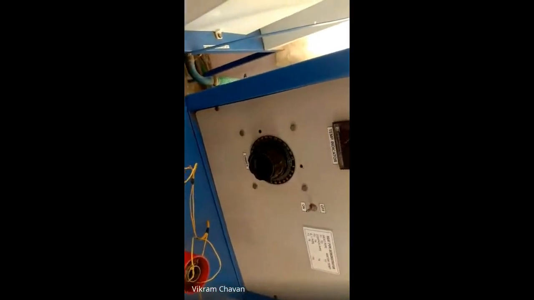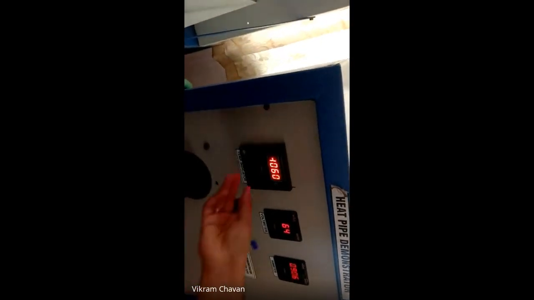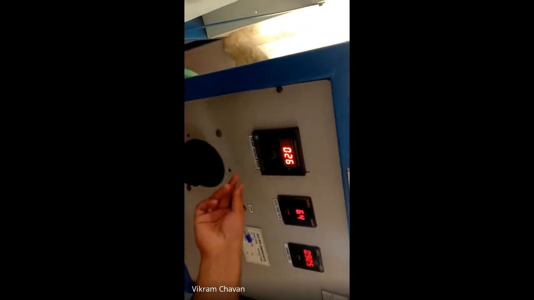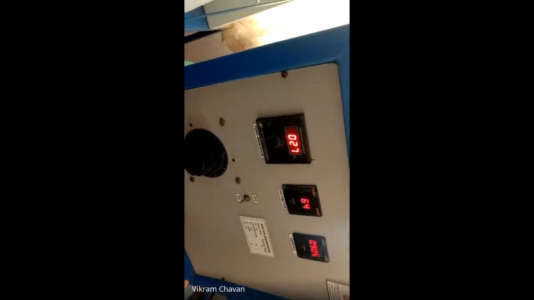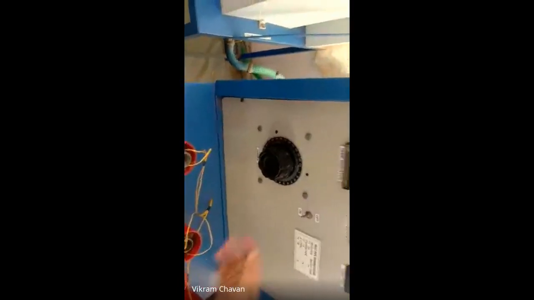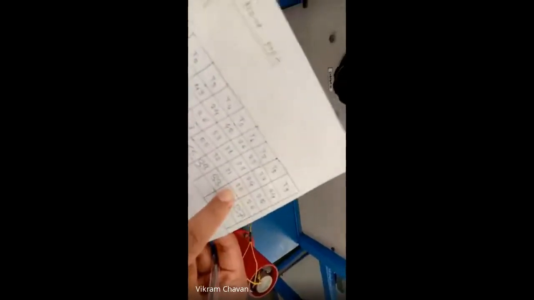T7 we get 33. Then T8, it's not working. T9, we are getting 27. Initially it was working previously, T8, but now there is a problem. Initially we had taken the readings for T8, and our last reading was 25 degrees Celsius for T8. So we'll take 1 degree Celsius extra, and it is equal to 26.